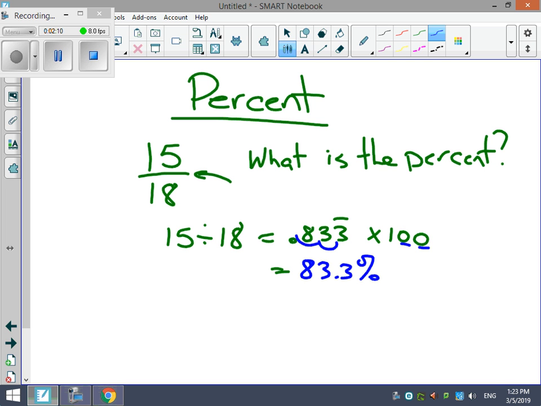The question probably would say round it to the nearest one or whole number, or it might say to the nearest tenth. You just have to look and listen and see what you're being asked to do. So anyhow, that is basically how you do the first type of percent question.